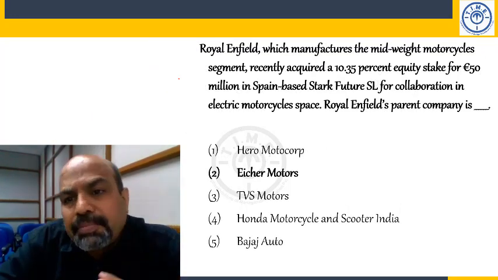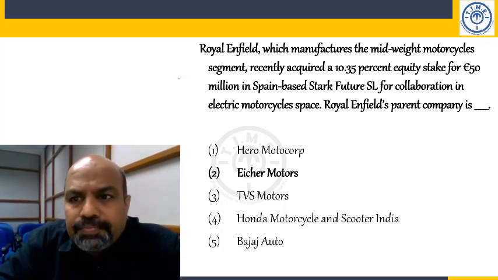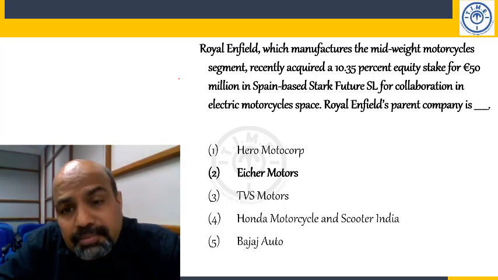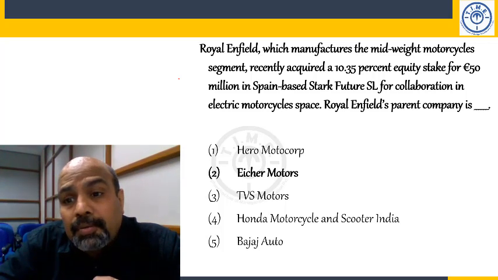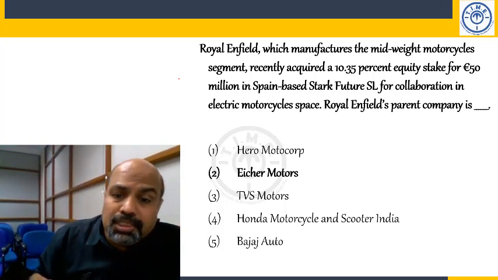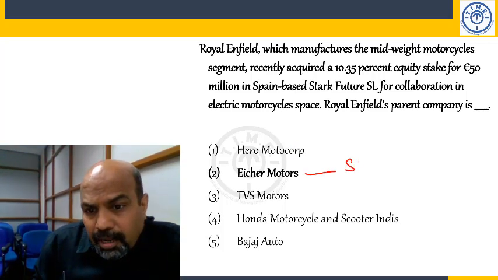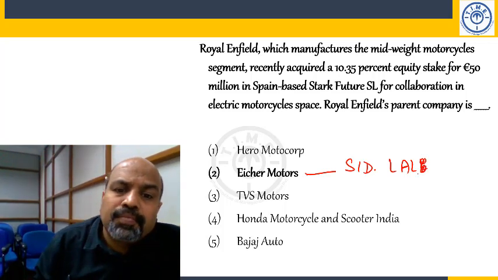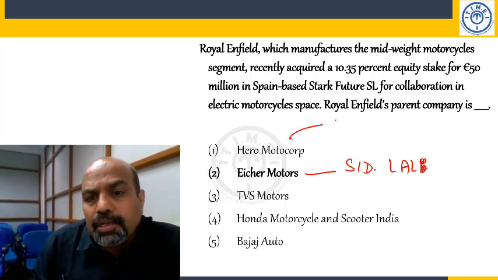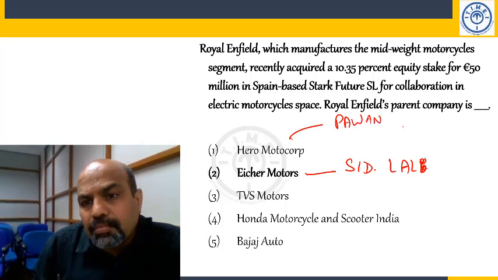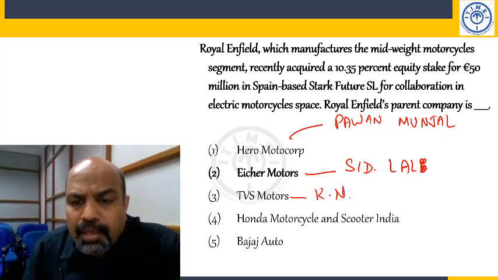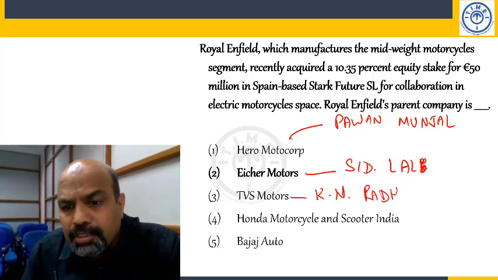Royal Enfield, which manufactures in the mid-weight motorcycle segment, recently purchased a stake in a Spanish company, Stark Future SL. Its parent company is Eicher. Eicher Motors is run by Siddharth Lal. Hero MotoCorp, Pawan Munjal. TVS Motor is K.N. Radhakrishnan.